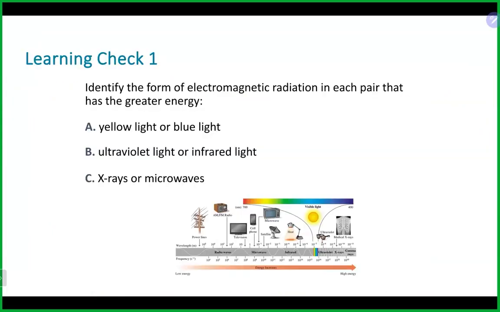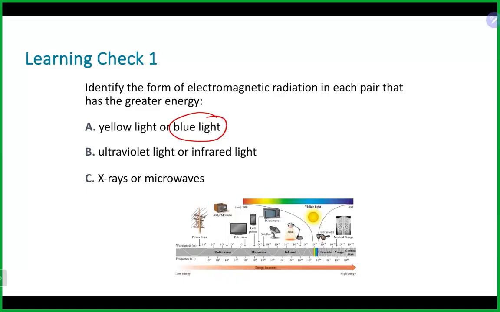So we were talking about the electromagnetic spectrum. Let's take a look at some of these questions here. Which radiation would have the greater energy? That is yellow light versus blue light. That should be blue, right? It is, again, shorter wavelength, closer to violet, and would have a higher energy.